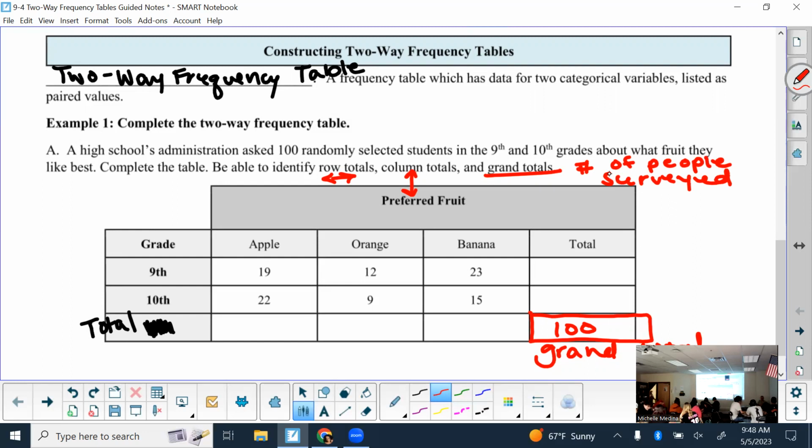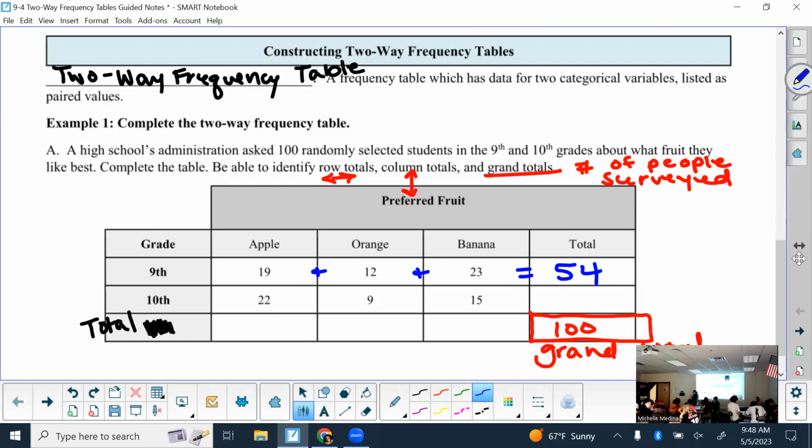So what's my row total for the 9th grade? 54. So what are you having to do to figure that out? Add the total 9th graders that were surveyed, right? They put it in this data table. If I want to know how many 9th graders were surveyed, I just add up these values.